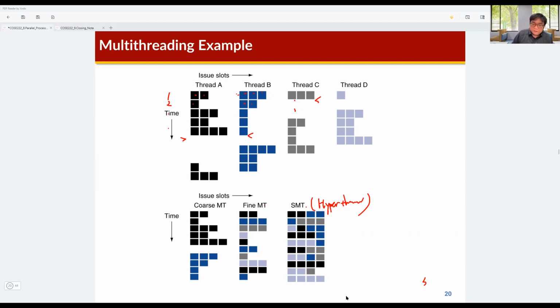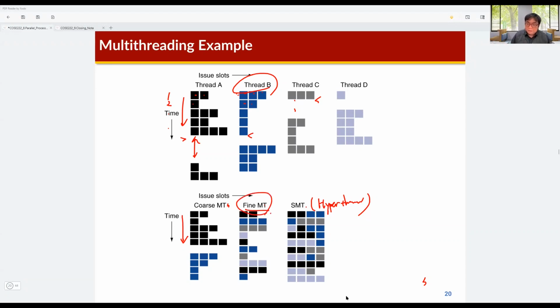Coarse-grained multi-threading means that if a thread encounters a cache miss, then the execution of this processor is changed to a different thread. This is the coarse-grained multi-threading. In this example, thread A is executing and then thread A encounters a cache miss. So thread A cannot be executed in this case. Then the processor changes to thread B and thread B is executed.